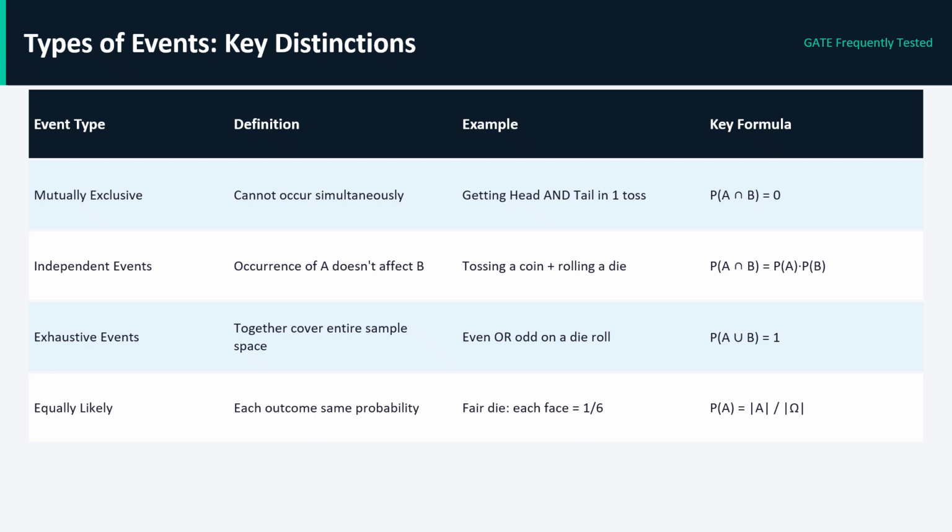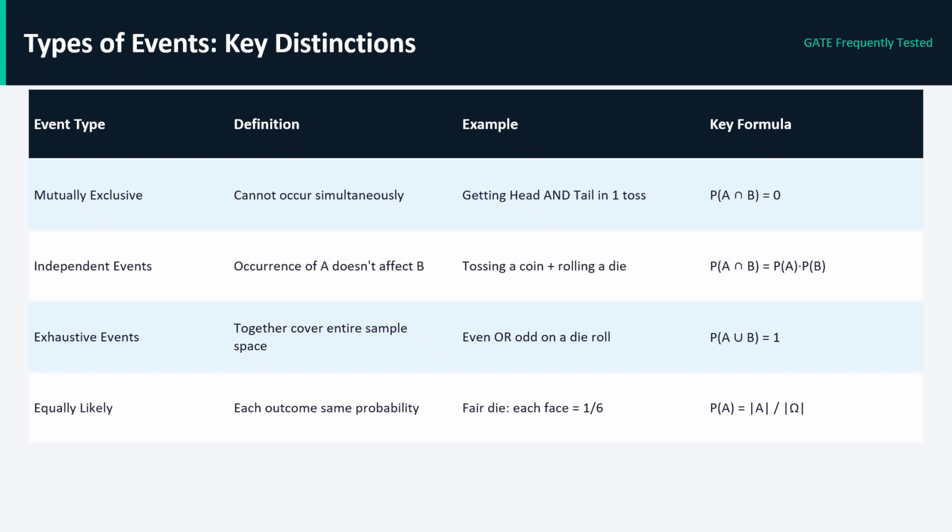Now, types of events. Key distinctions are, in case of mutually exclusive events, if you take two events which cannot occur simultaneously, for example, in case of tossing a coin, occurrence of tails and heads are mutually exclusive events. Independent events, occurrence of A doesn't affect B. For example, eating dosa by you is not at all impacted by the weather in USA. Both are independent events.